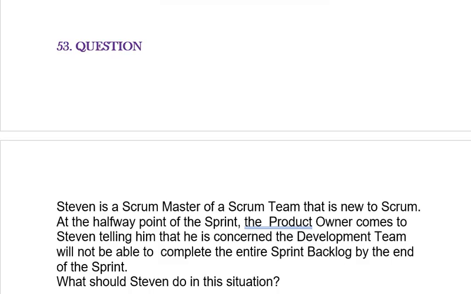Question is, Steven is a Scrum Master of a Scrum team that is new to Scrum. At the halfway point of the sprint, the product owner comes to Steven telling him that he is concerned the development team will not be able to complete the entire sprint backlog by the end of the sprint. What should Steven do in this situation?